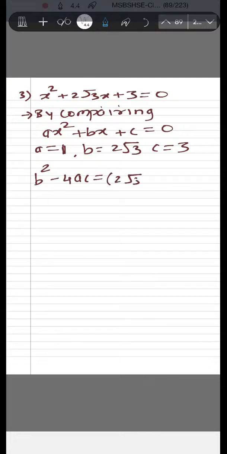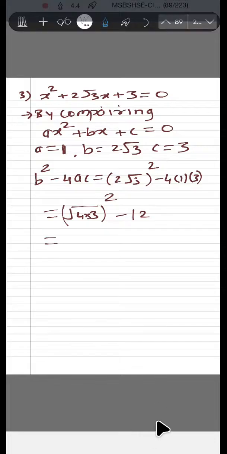2 square root of 3 square minus 4 into 1 into 3. Okay, so which is equal to, just observe, students, what will happen. When 4 into 3 goes inside the square root, it will become 4 into 3. So here, square minus 4 into 3, which is equal to 12, correct.